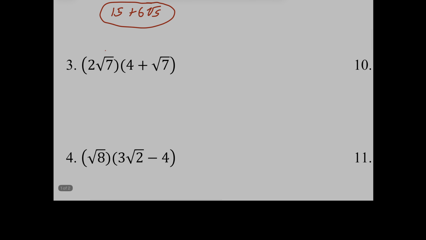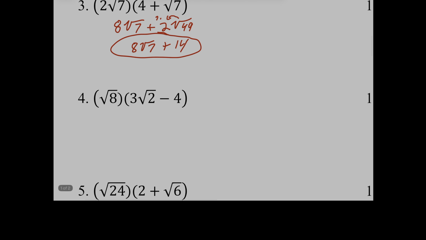Going on. Multiply the outies. I don't have an innie, so it just becomes that. Plus, multiply the outies. There are no outies, so just a 2 comes, and the square root of 49. Well, I know the square root of 49 is 7, so I'm going to pop a 7 out. And I'm going to get 8 root 7 plus 14.